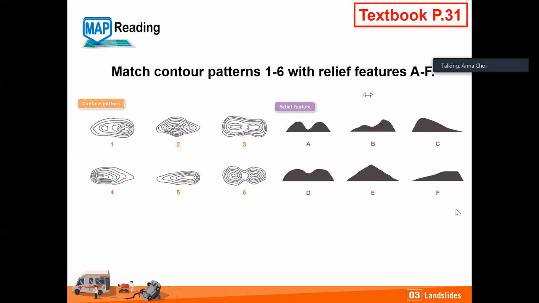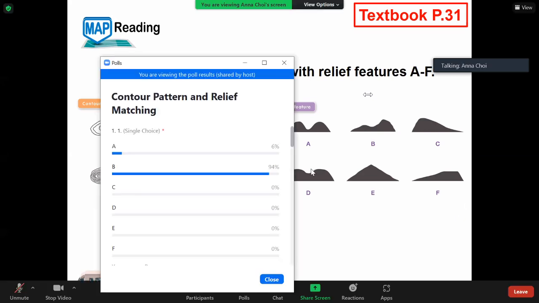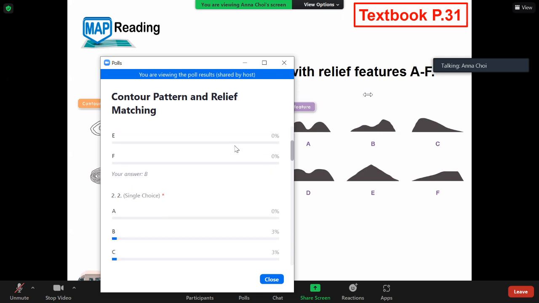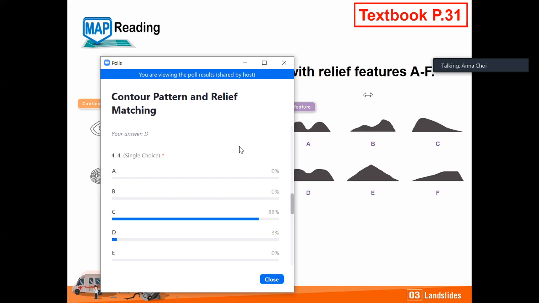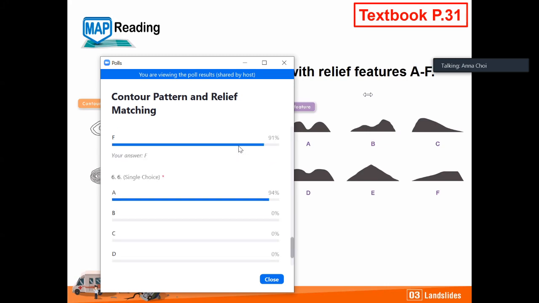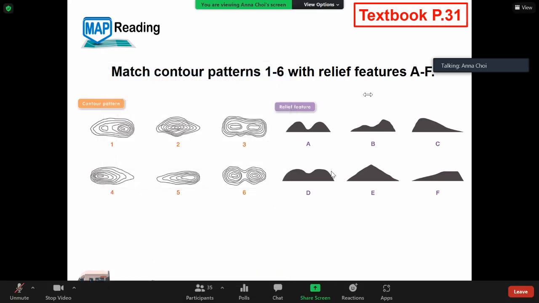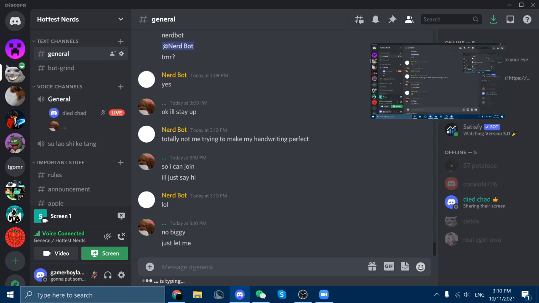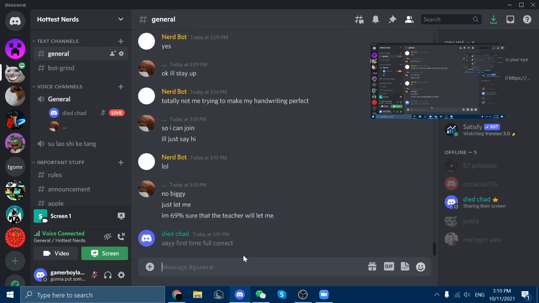Okay, someone is missing. Okay, so let's just have a look. Most of you chose for question 1 relief feature B, correct? And then question 2 is E. Most of you chose E, correct? And then 3 is D, correct? 4 is C. 5 is F. And 6 is A, all correct. So basically, most of you know all the answers.